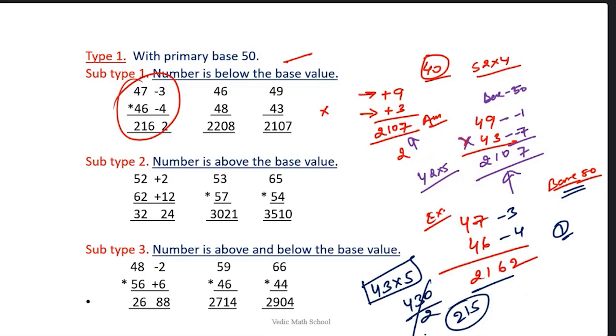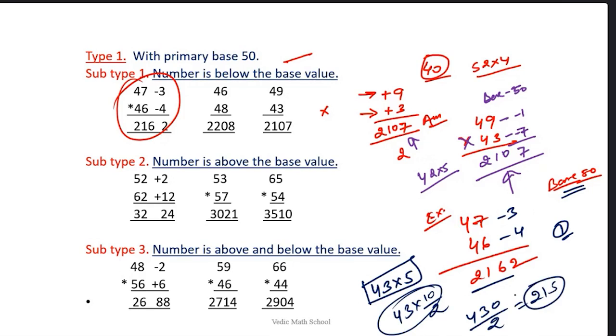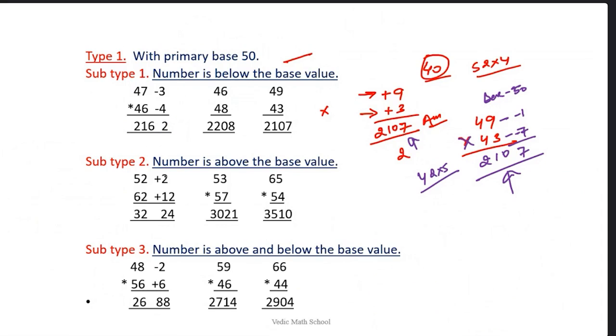So here we are doing, instead of multiplying with 5, we are multiplying 43 into 10 by 2. So this will give you 430 and divide with 2. You will get 215 very easily. Get it? So now we discussed multiplication with primary base 50, and here the only hurdle is you have to multiply with 5, and I told you how to deal with it.